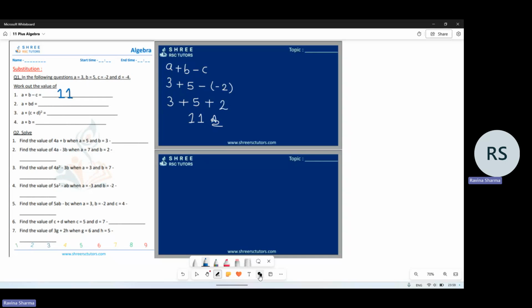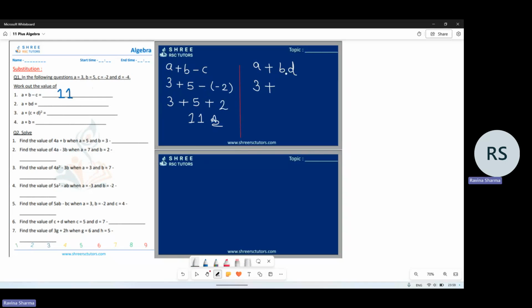Now let's try to do the next question. For the next question, we have A plus BD. So how can we do this? A plus BD. Now, as you can see, the A value in the question is given 3, so we will write 3. Addition, we will copy from the question. Now the BD. What do you mean by BD in algebra? There is no sign between the B and D. That means there is a multiplication sign. Always remember, when there is no sign between two variables, then there is a multiplication sign. That means BD is equal to B multiplied with D.